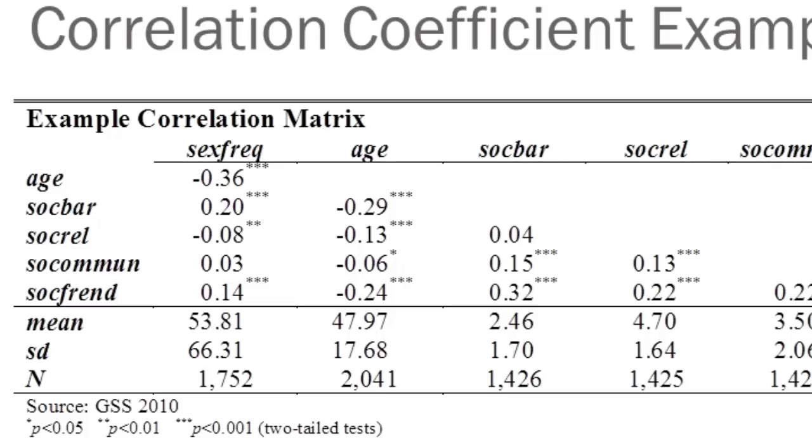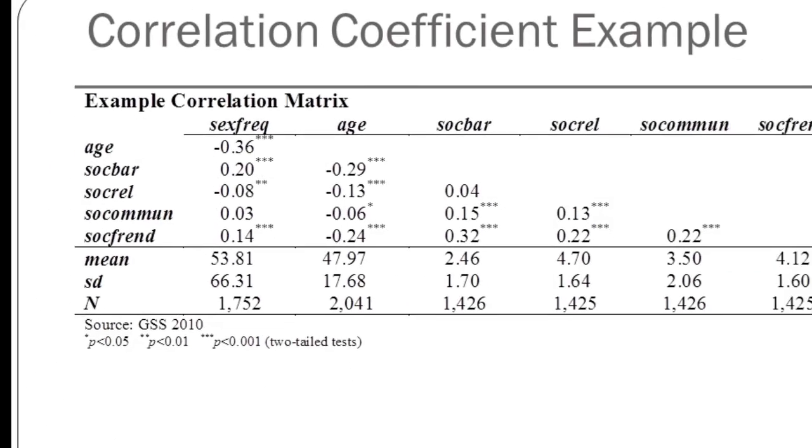So even though we don't know how to calculate the test of significance yet, which we'll learn a bit later, we know that there is one. We could look at this table and immediately conclude, for example, that the relationship between age and sexual frequency is negative. The implication here being that as people age, sexual frequency declines, and that relationship is statistically significant.